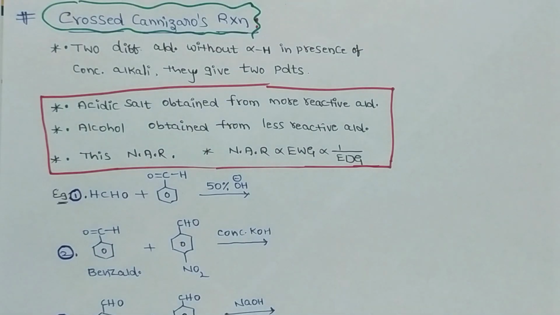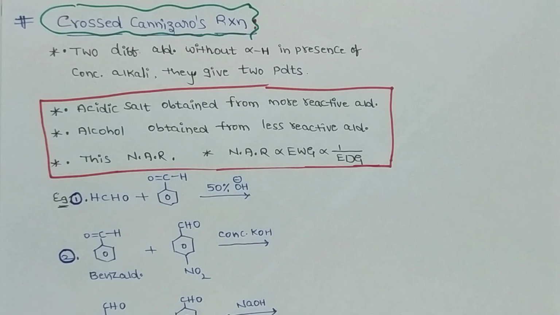In this video, we are going to discuss the crossed Cannizzaro reaction. In the previous video, we discussed the Cannizzaro reaction, that is, between two similar aldehydes which do not contain alpha hydrogens, in the presence of concentrated base, they will give the Cannizzaro reaction. Similar aldehydes without alpha hydrogens.